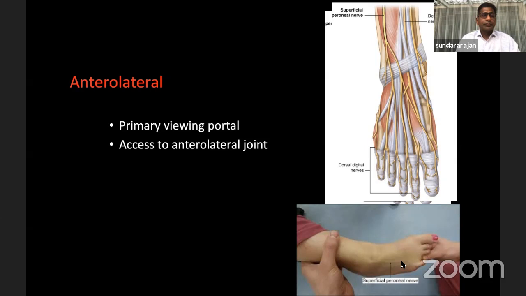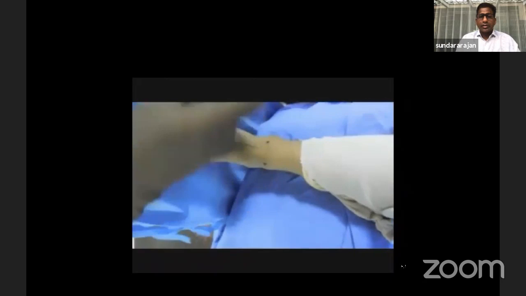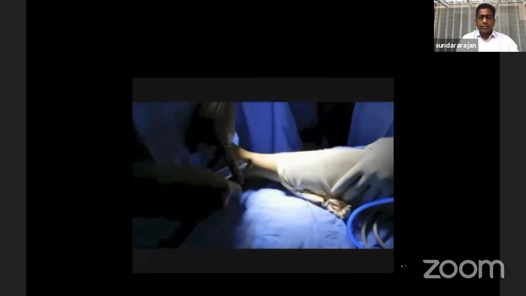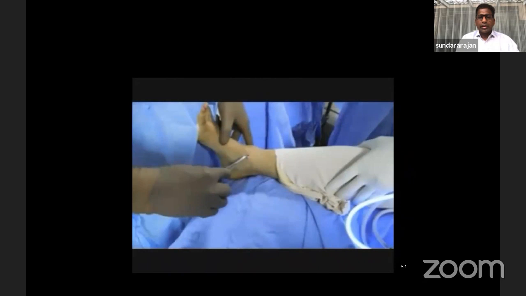You make a mark on both the medial portal and the lateral portal. I would recommend inflating the joint initially so that it is easy for your scope to go inside, because it's a very tight joint, not like a big volume joint in the knee. You can inject 10 to 20 ml of fluid. It's better to do only a stab incision and use the mosquito forceps to open into the joint.